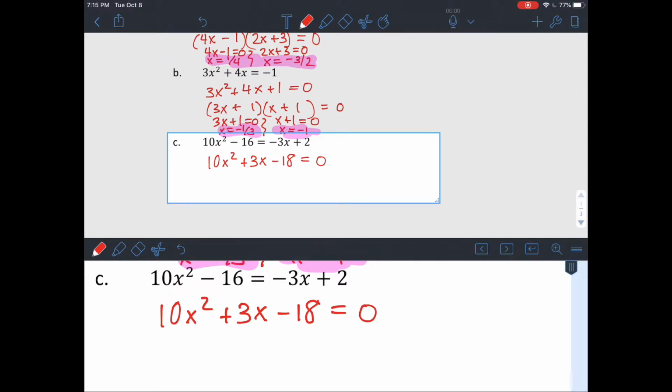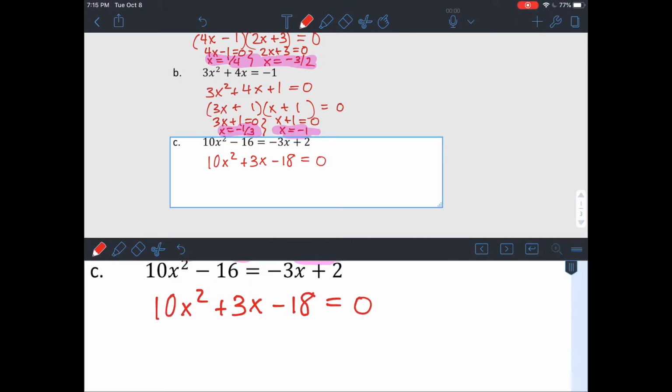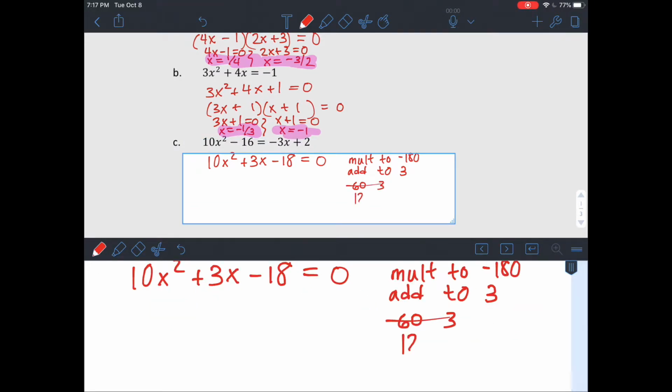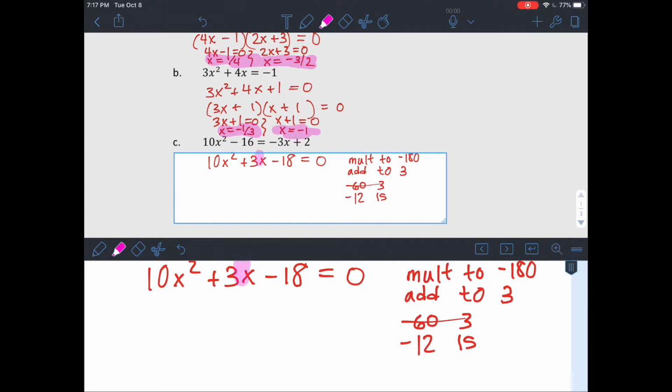That looks a little bit harder to factor as well, so if you don't want to guess and check, don't forget that you can use our other method where you figure out the two numbers that multiply to a times c, so 10 times -18, which is -180, and they have to add up to the 3x in the middle. So things that multiply to -180, 16 and 3 doesn't work. -12 and +15 will work to add up to 3.